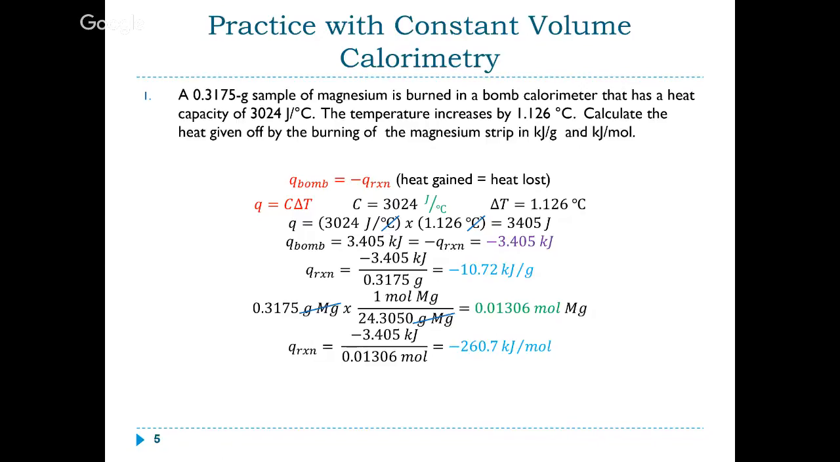It also asks us for kilojoules per mole. So we're going to take our mass and divide by molar mass to find our moles of magnesium. We look at our periodic table to find the molar mass of magnesium. So we get 0.01306 moles. Kilojoules divided by moles gives us kilojoules per mole. So negative 3.405 kilojoules divided by 0.01306 moles equals negative 260.7 kilojoules per mole. So this tells us what the heat is associated with burning magnesium on a molar basis.